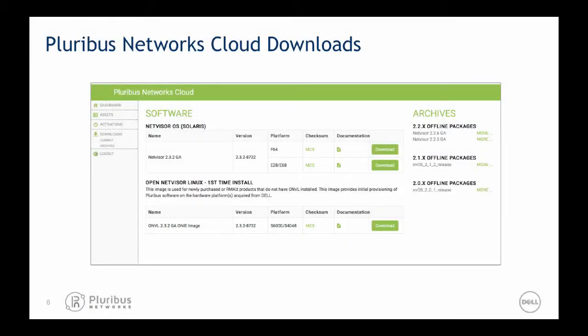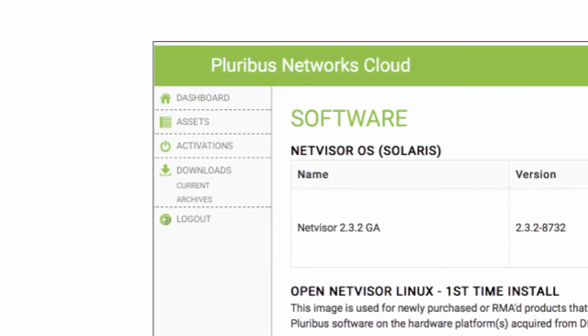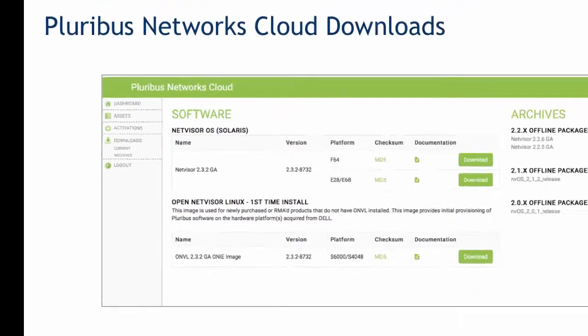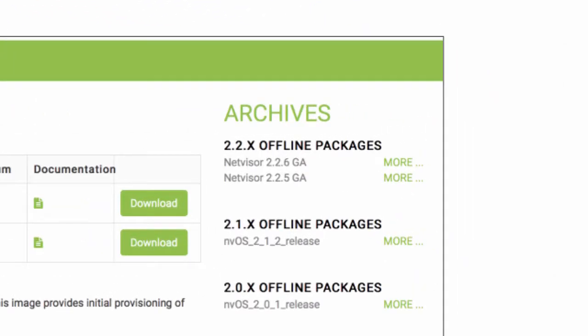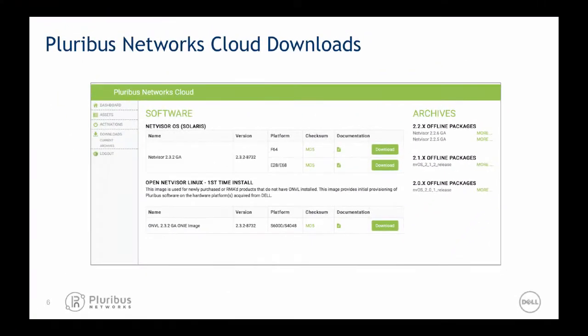Finally, the software page provides access to current software releases from Pluribus Networks. It also provides access to prior releases using the Archives selection in the navigation menu on the left side of the screen, or under the Archives section on the right side of the screen. Clicking the Download button next to the desired release begins the download process.